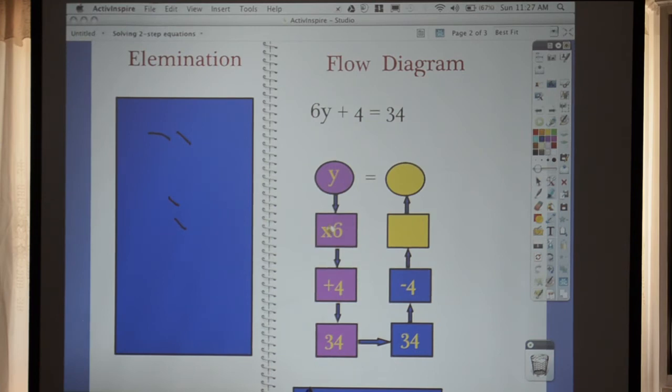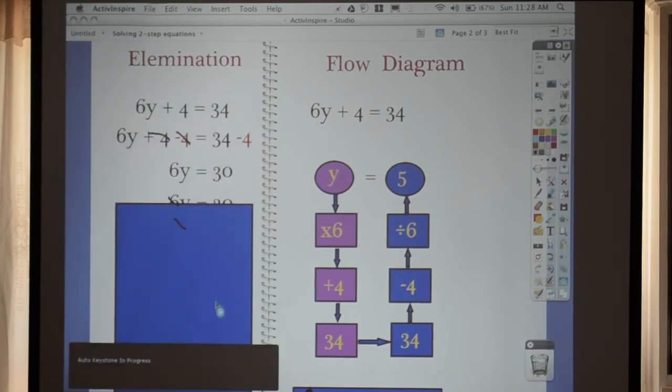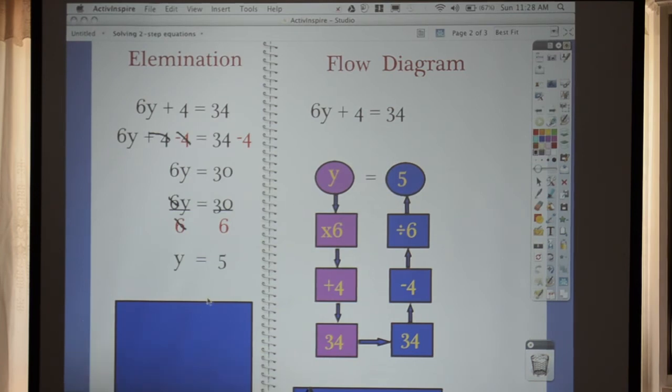And times 6 gives us divide by 6. So let's go. 34 minus 4, that will be 30. And 30 divided by 6 will give us 5. So in both solutions, you see that y is equal to 5. So these are two methods you can use to solve two-step problems.